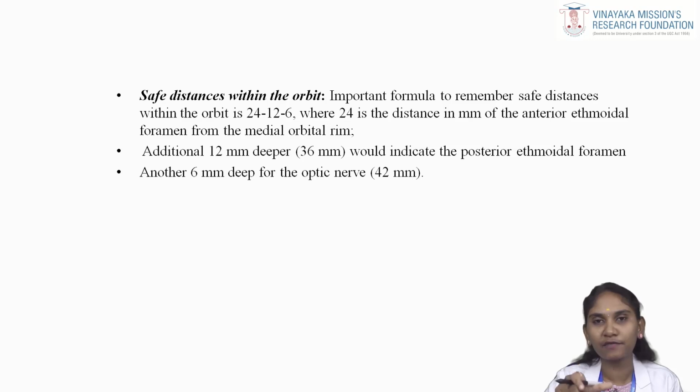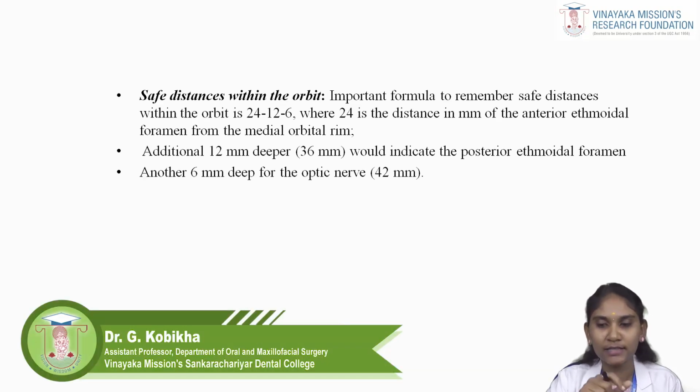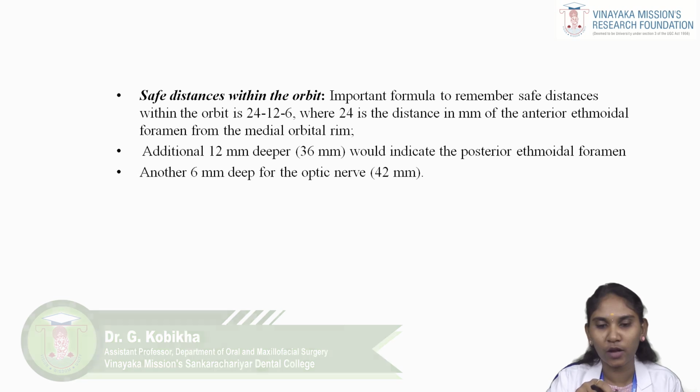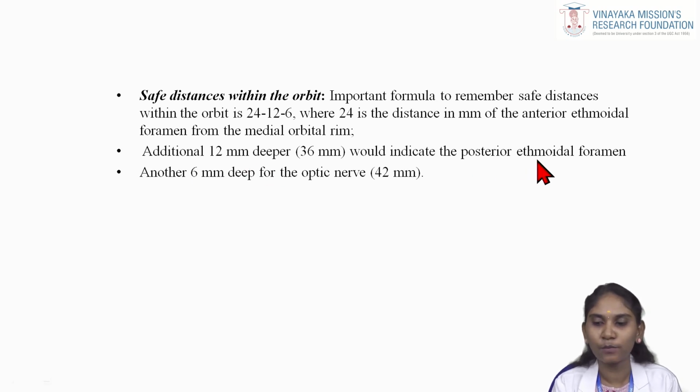So there are some safe distances within the orbit. There is an important formula to remember the safe distances. It is 24, 12 and 6. 24 is the safe distance in mm of the anterior ethmoidal foramen from the medial orbital rim. So from the medial orbital rim it must be 24 mm. Okay. An additional 12 mm deeper would indicate the posterior ethmoidal foramen, and the other 6 mm deeper the optic nerve, that is 24, 12 and 6.